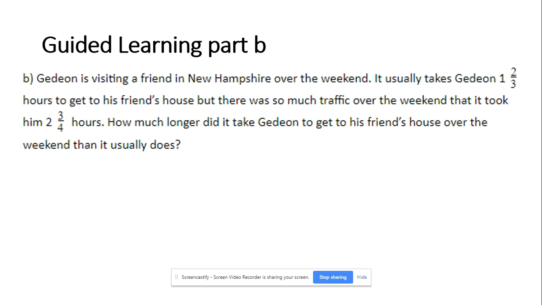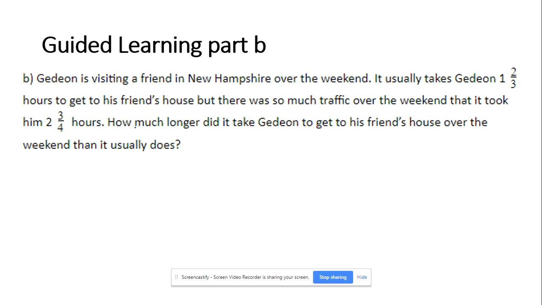Let's go ahead and start part B. Gideon is visiting a friend in New Hampshire over the weekend. It usually takes Gideon 1 2/3 hours to get to his friend's house, but there was so much traffic over the weekend that it took him 2 3/4 hours. How much longer did it take Gideon to get to his friend's house over the weekend than it usually does?